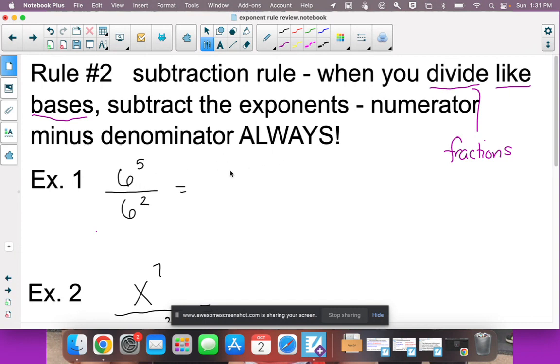Always, always, always. We're going to talk about negative exponents or what we do with those later. So if you get a negative for right now, just take a look. We're going to do the numerator minus the denominator. Okay, so same bases. Base is 6. That's going to be 5 minus 2. So that's just 6 to the third power.